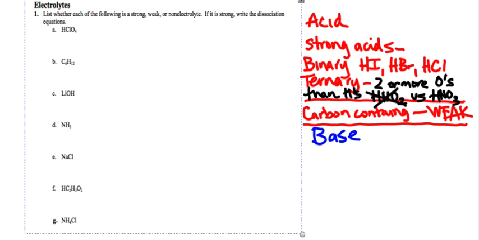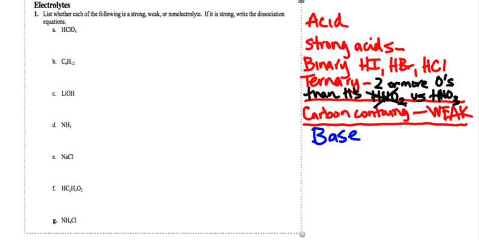HNO3, that's 2 more O's than H's, and it's 2 or more O's than H's. Okay, so just keep that in mind. And remember, if you've got a C in there and it's some long, crazy acid, don't sit there and try to count O's and H's. Okay, it's got a carbon, it's an organic acid, it's weak.